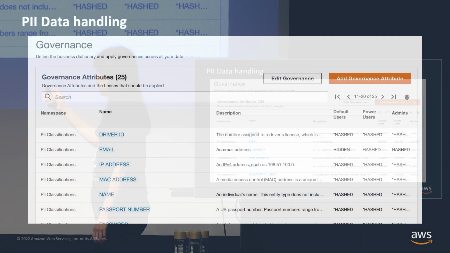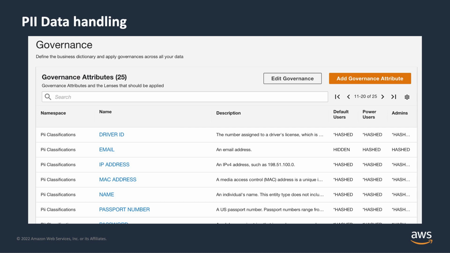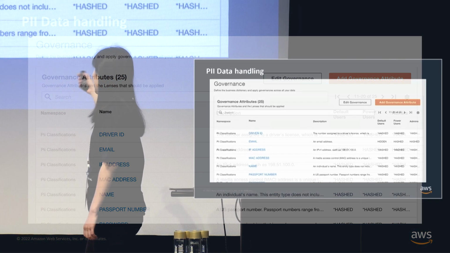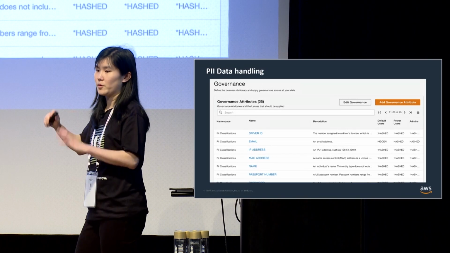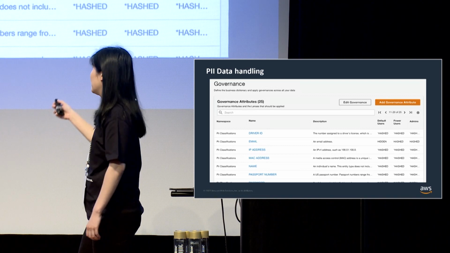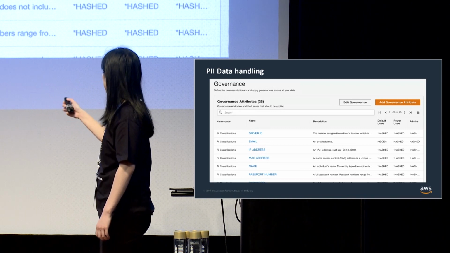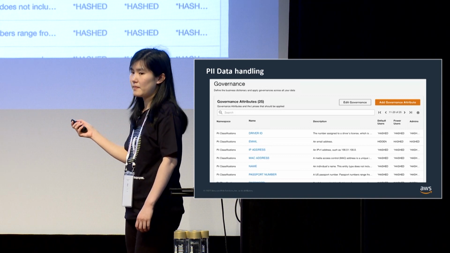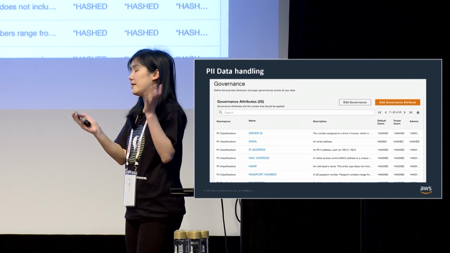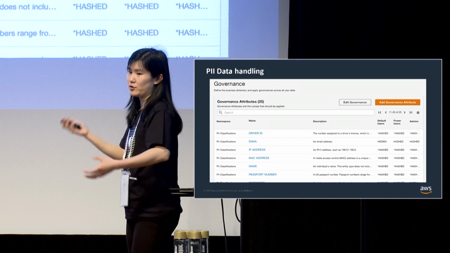So in this case, if I go into the governance tab of Ada, I have previously set this up. If it finds an email address, it will hide it for default users, and it will hash it for power users and admins. So I'm an admin user, so when I query the data, it would appear hashed. But if a normal user goes in, they won't even be able to see the email address. And you can set up all these governance attributes through Ada. This is an example of one that has been set up already. So PII reduction is kind of automatically done for you.